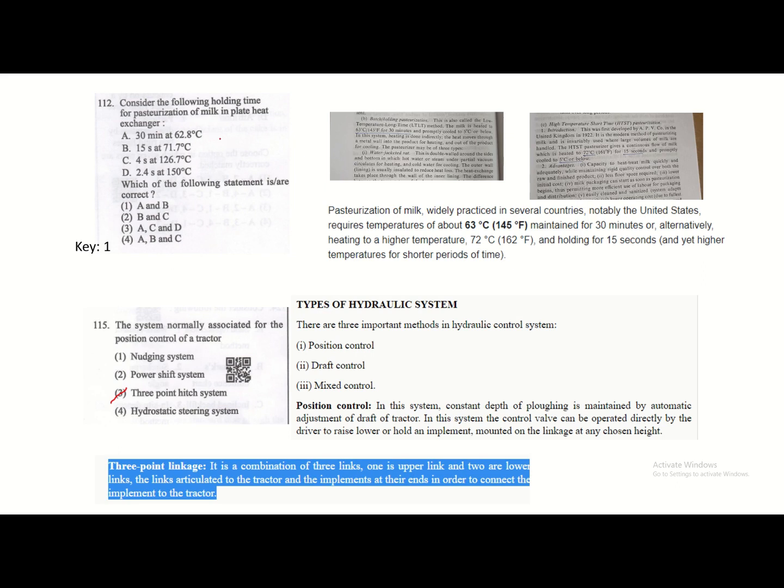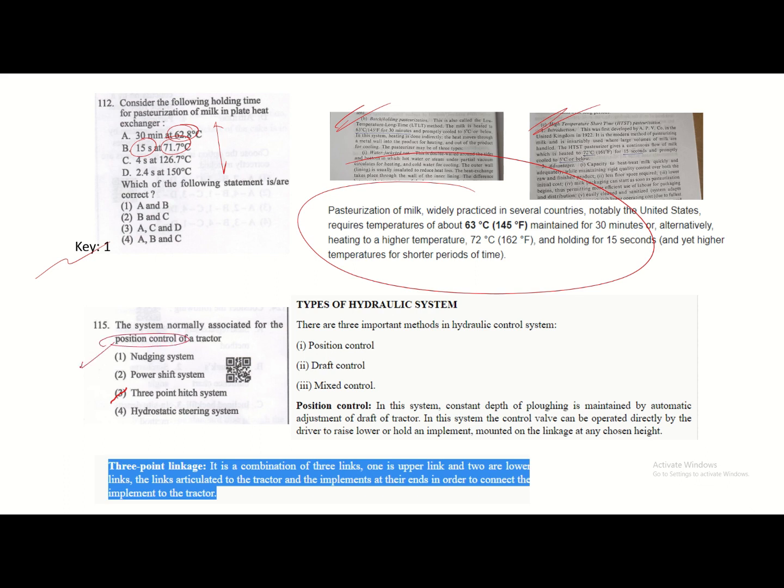Next one, consider the following. This is also most important. Everyone knows low temperature long duration and high temperature short duration. This is always a very simple question, so everyone can answer it. The key is 1: 30 minutes at 62 and 15 seconds at 71. This is dairy.